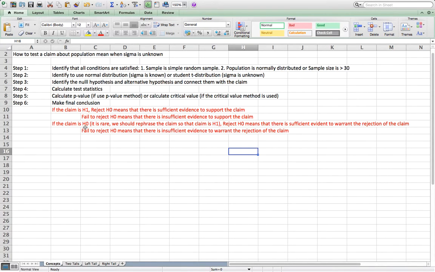If the claim is H0, well, your book says this is a rare case. We should rephrase the claim so that the claim is always H1. But sometimes people make the claim a null hypothesis. So if you reject the null hypothesis, it means there is sufficient evidence to warrant the rejection of the claim. Failing to reject the null hypothesis means there is insufficient evidence to warrant the rejection of the claim.